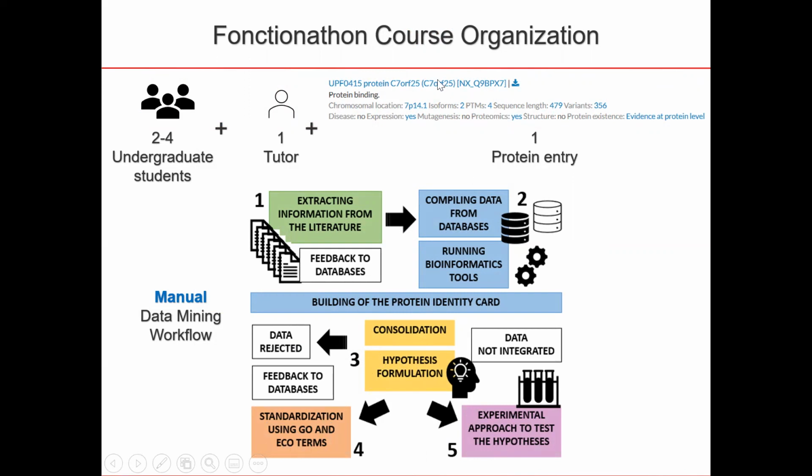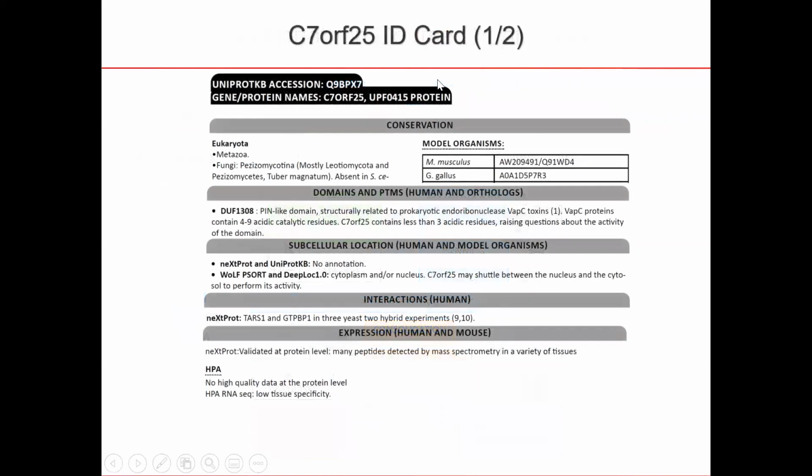So if we take the example I've shown here and take a quick look at the ID card, we see that we have all the names for the proteins. This is, of course, important to know what you're going to be searching for. Because in essence, what the students are doing, they're acting as profilers on these unknown proteins, trying to gather information and trying to determine what the protein does.